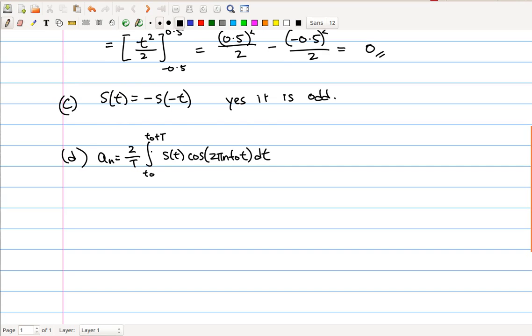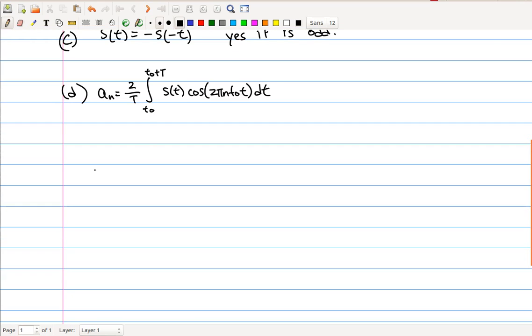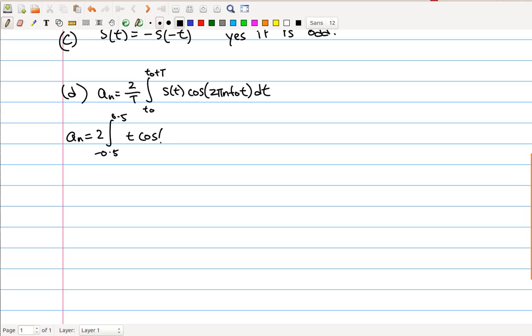Okay, so I've just written down the definition. Let's go ahead with the integral. So it's going to be 2 integrate between -0.5 to 0.5. s of t was just t. So it's cos 2 pi n. Instead of writing f0, this is equal to 1. So I'm just going to imply a 1 here, and let's just write 2 pi nt dt.